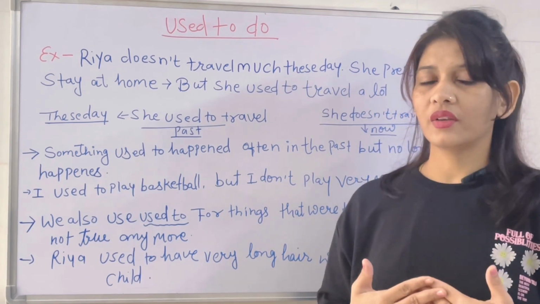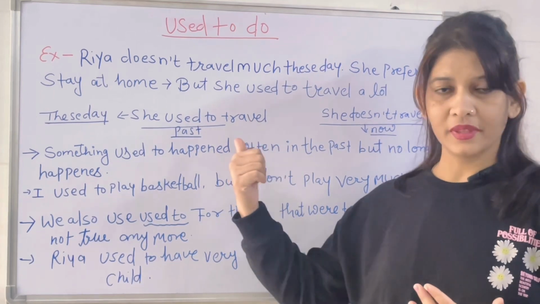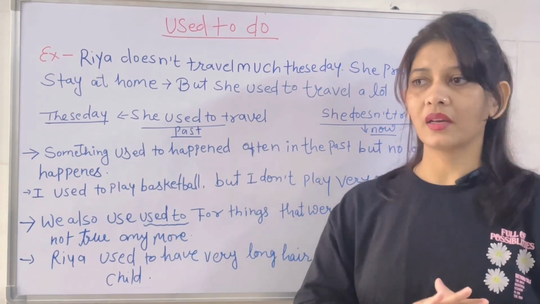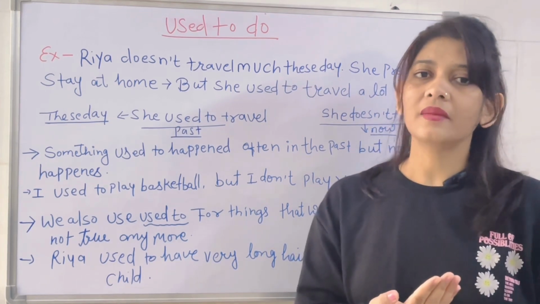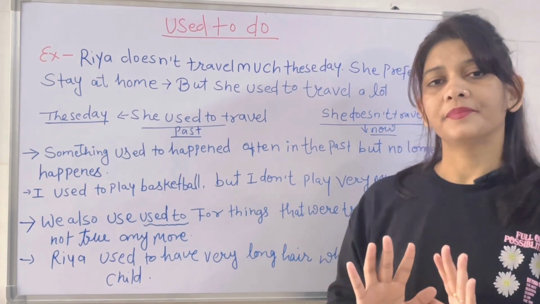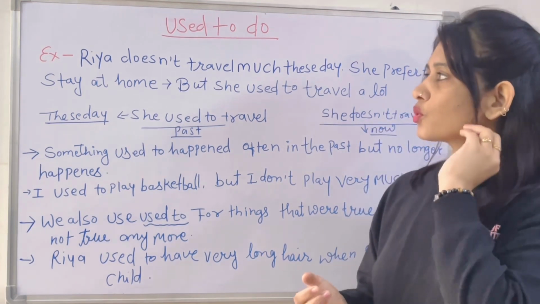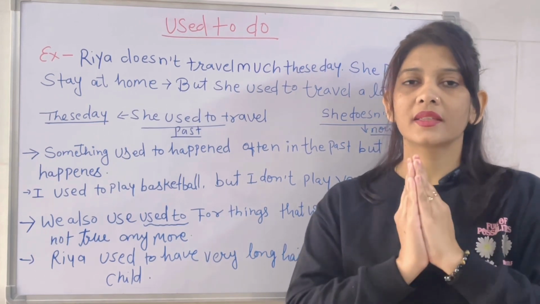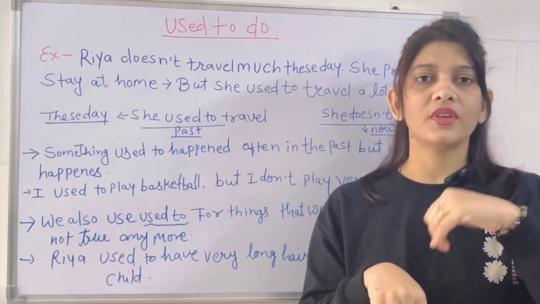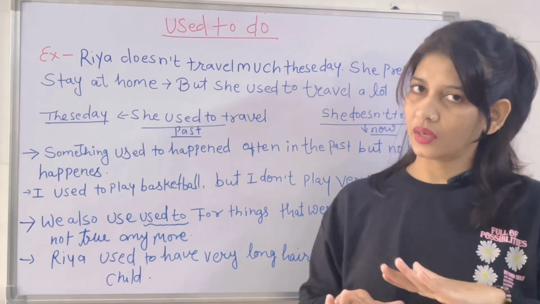I always start with an example. Whenever I start my topic, I always give you an example. Then you get to understand what the answer will be. So "used to" is a type of word used for things we generally did in the past, but right now we are not doing.